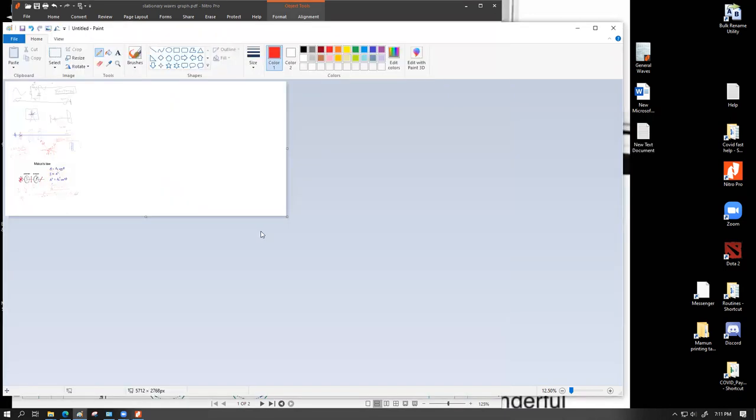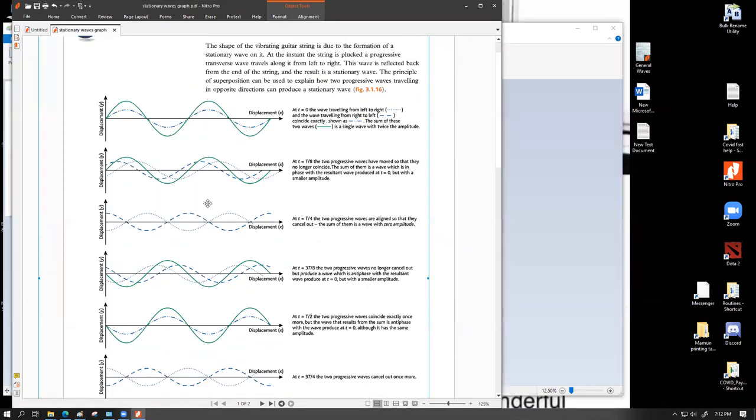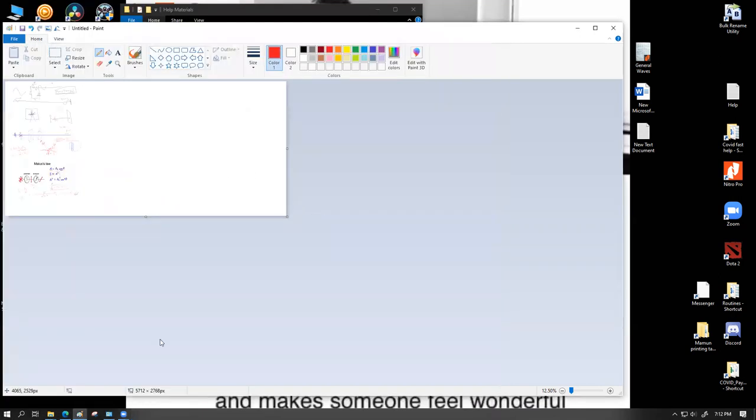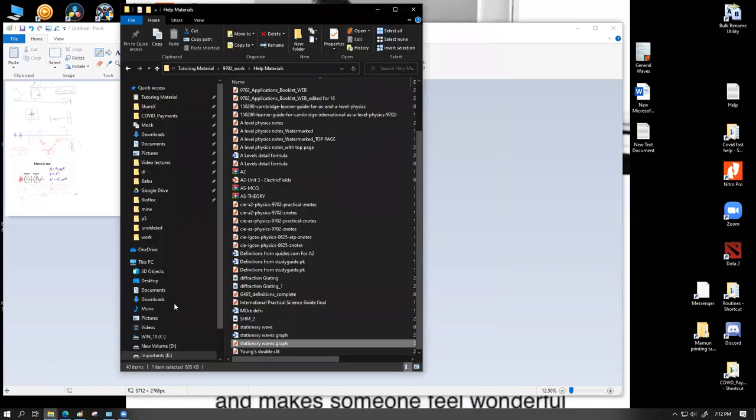Copy it, format it. No. Okay, these are individual pictures, so I cannot essentially do anything to it. So okay, I'll just close this. Close all, no save. I'll reopen this thing.